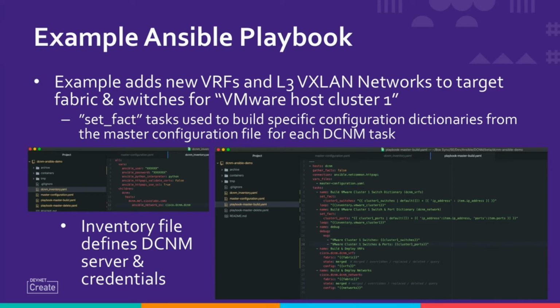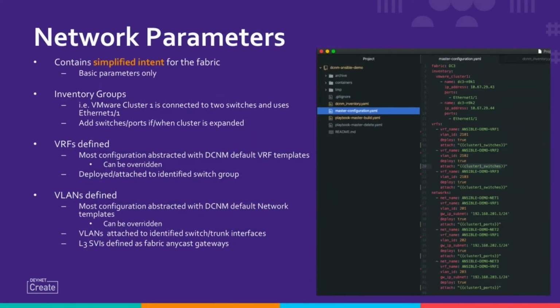And I also have in here a separate inventory file that I use to define where my DCNM server is and how I connect to that in terms of credentials. The main information is stored within this network parameters file. And this is a totally custom built file. I built this myself, and it's really to try and create this simplified intent for the fabric in terms of here's a group of servers and switches and ports that represent the ports connected to a particular VMware cluster, which VRFs I want to define, and what VLAN networks I want to define. Now you might see here that none of this involves any CLI configuration. It's purely the bare minimum intent that we need to configure the network.